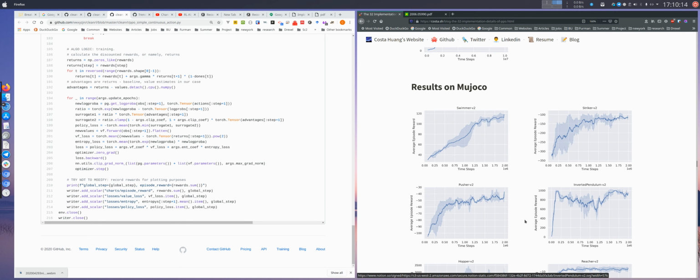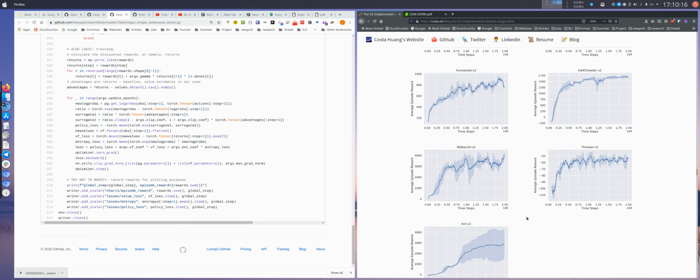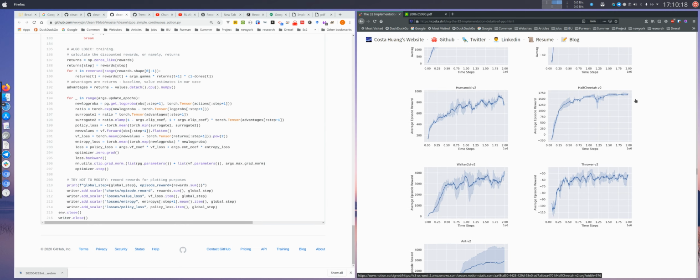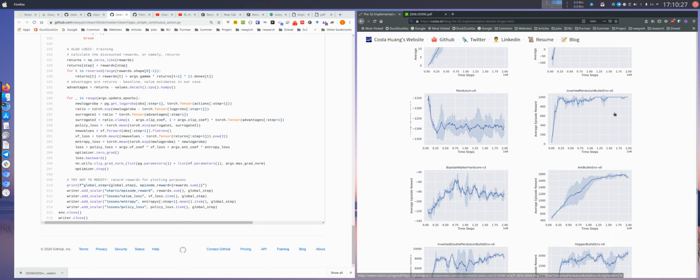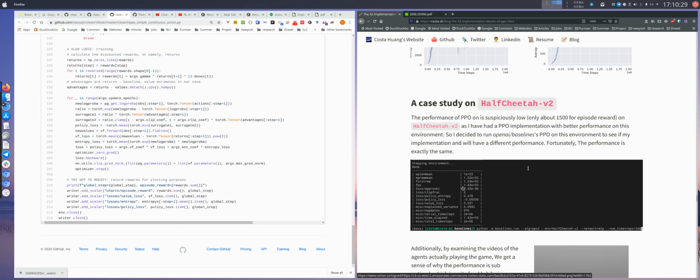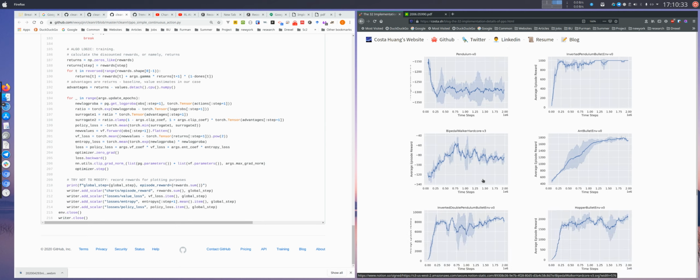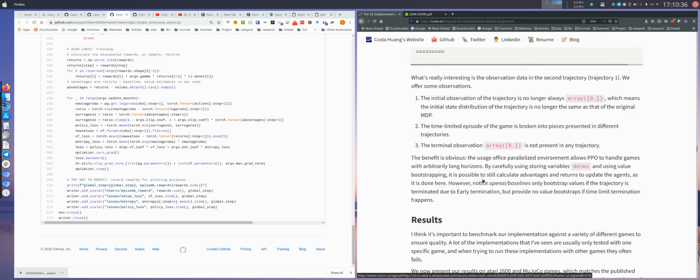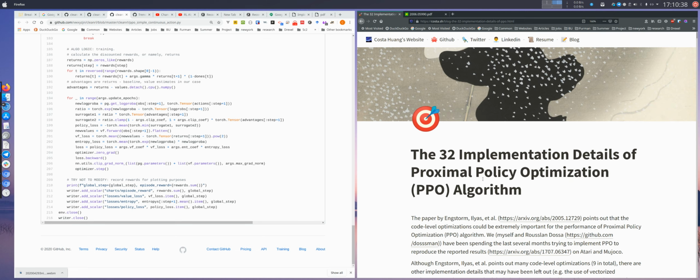And on MuJoCo, we're also able to reproduce the same results. On HalfCheetah, we achieve about 1,500 score, and I was a little skeptical because it seems a little low. But then I ran OpenAI baselines again, and it achieves the same 1,500. So I verified a lot of environments, and in general, I'm very certain this is a complete reproduction of all of the PPO's implementation details.